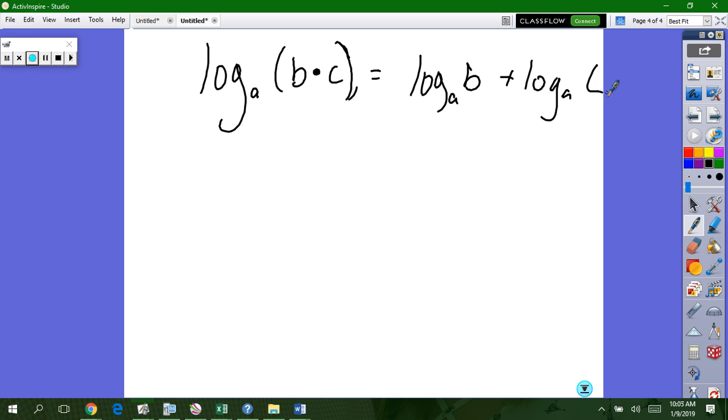See how that kind of works? Multiplication was addition. Multiplication is addition, right? See it? We did. B times C is B times C. It's just another way to write it.